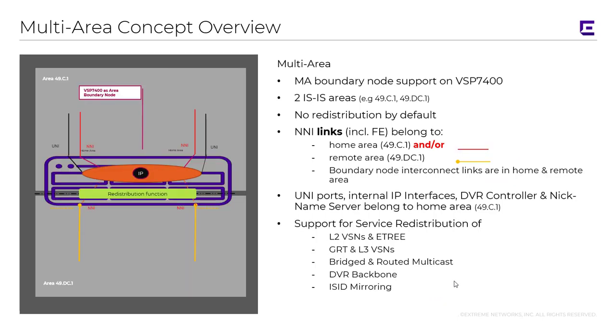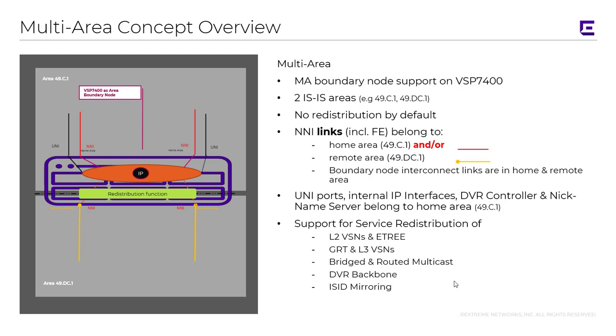This is a little bit closer look at an area boundary node. So from the northbound side, we can see that we have our red links coming in. Those are NNIs. Those are the home area NNIs. We can also see that we have user to network interfaces that are interconnected. And it's important to note that any UNI ports on the area boundary node, as well as internal IP interfaces, DVR controller, if you are running it, or nickname server, if you're running Zero Touch Fabric, they all belong to the home area, not the remote. Okay, so that's an important thing to realize.